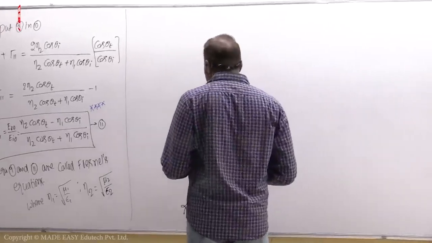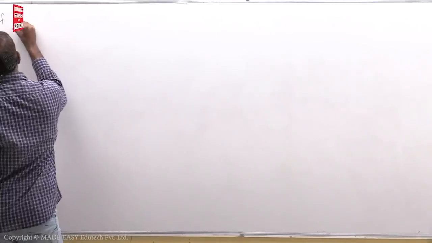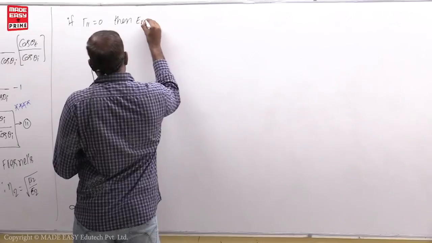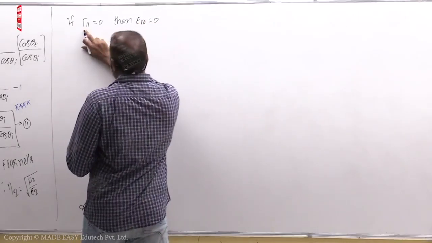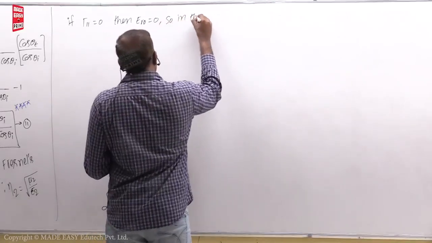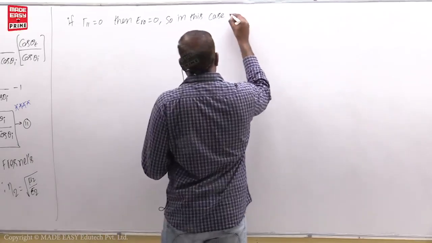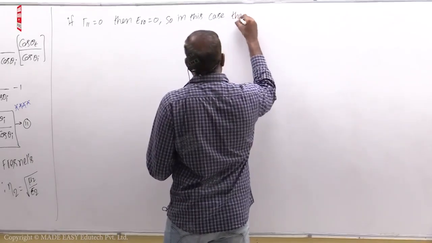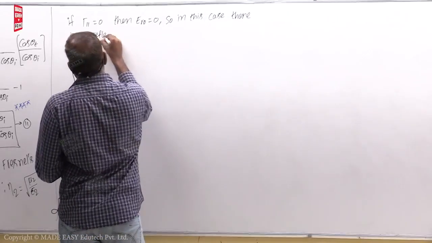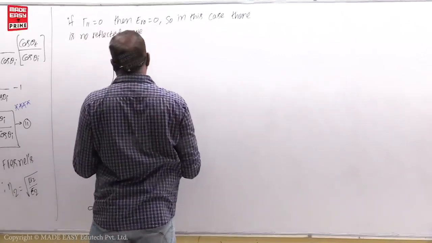Okay. So, let us write that if gamma parallel is equal to 0, then ER0 is equal to 0, because this is ER0 by EA0 is equal to 0. So, in this case, there is no reflected wave.